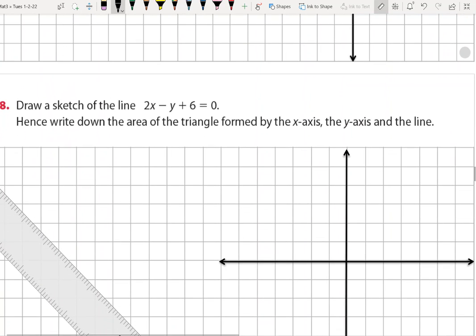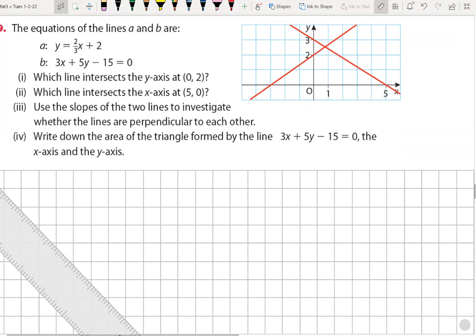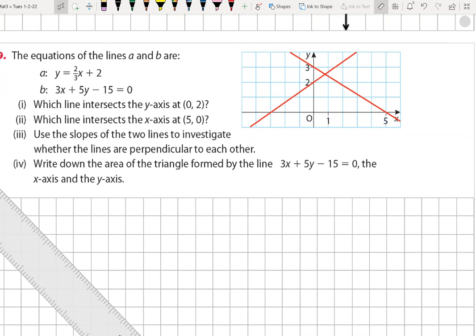On to number 9. Which line intersects the y-axis at (0, 2)? Well, this is in slope-intercept format, so it's obviously this one, because the other one doesn't. So the answer to that is A.